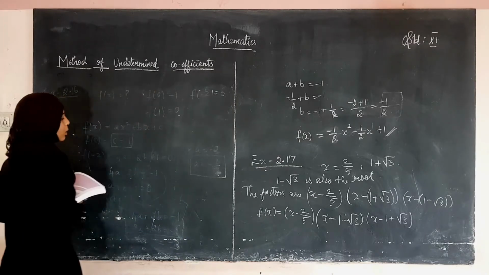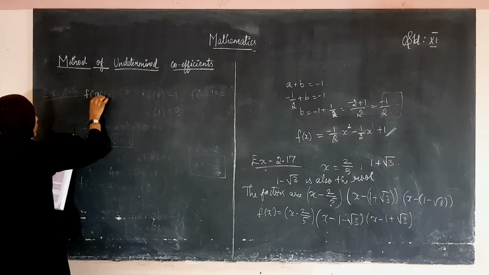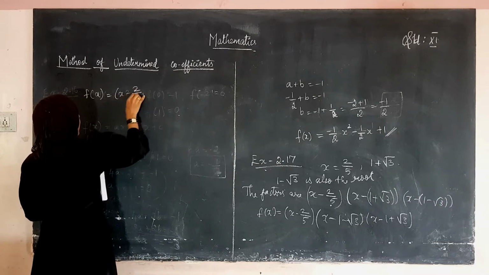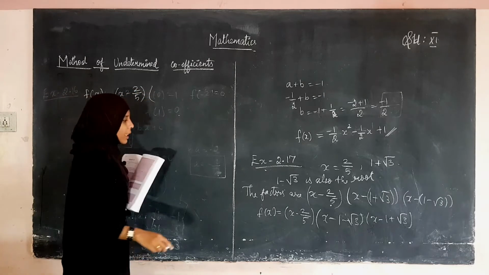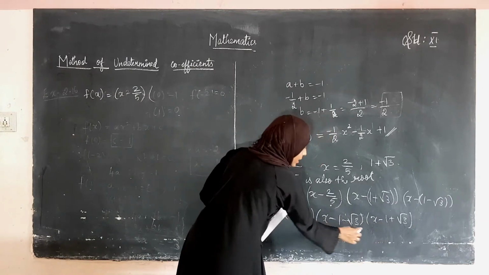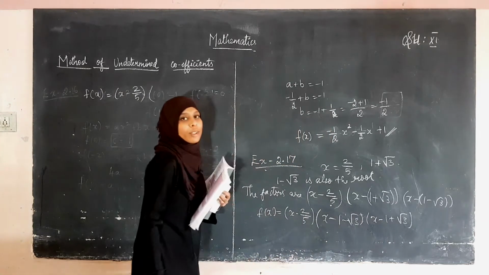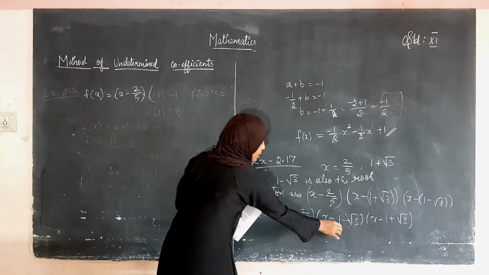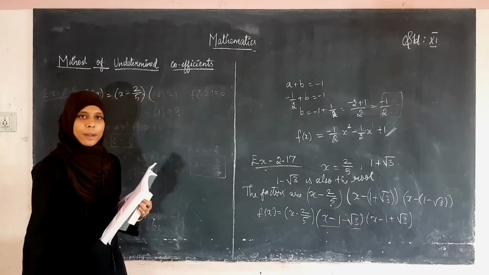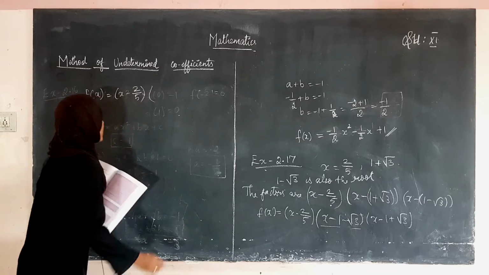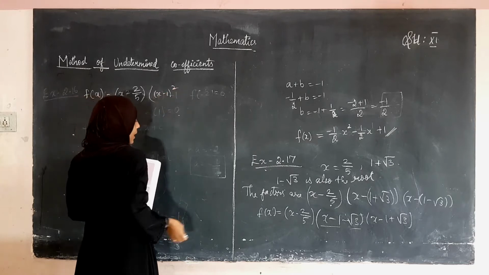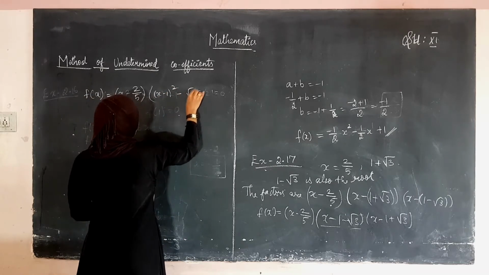Shall we multiply now? And what happens? f of x will be equal to x minus 2 divided by 5, let us keep it as it is. See here also x minus 1 and here also x minus 1. Here we have minus, here we have plus. This is in the format of a plus b into a minus b, where a is x minus 1 and b is root 3. The formula is a square minus b squared. So a square is x minus 1 the whole square minus root 3 the whole square.